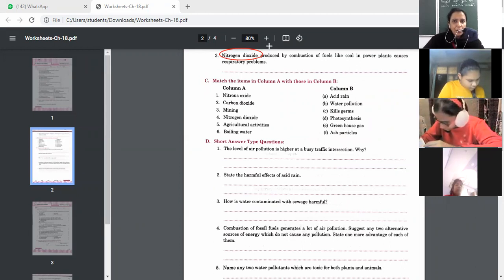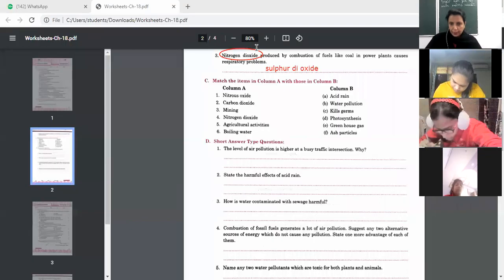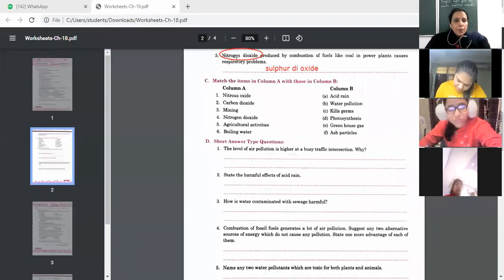Find it quickly, children. Again, that is in the sources of air pollution, causes of air pollution, how air pollution is caused. So, number 3, instead of nitrogen dioxide, there will be sulfur dioxide. Okay, let's continue the next part.